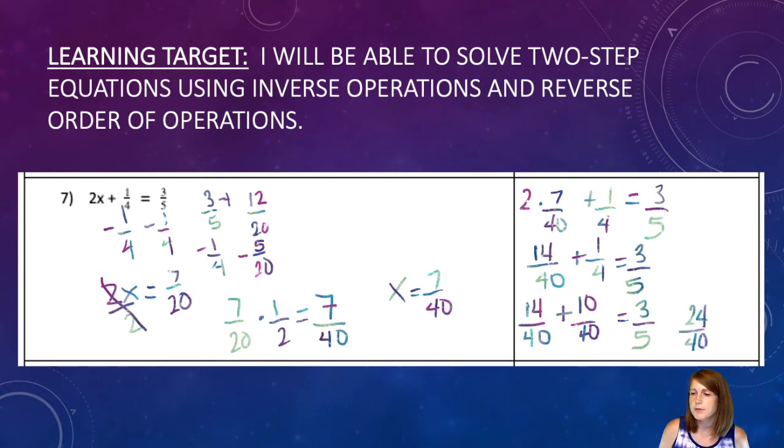And if I reduce that, I can divide them both by 8. 24 divided by 8 is 3. 40 divided by 8 is 5. So it is 3/5. So it does check.